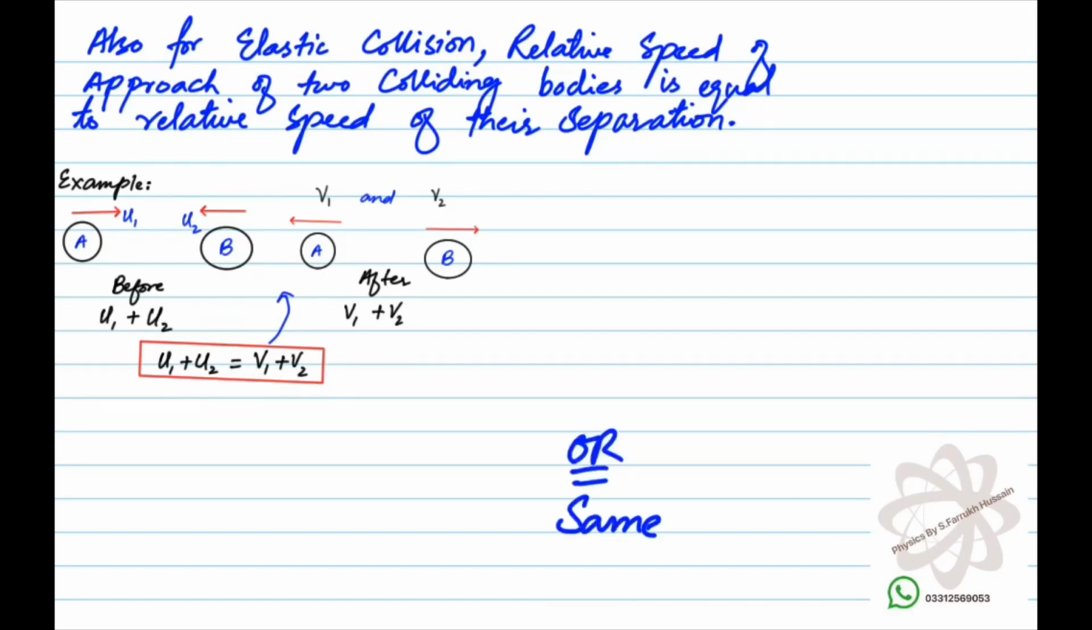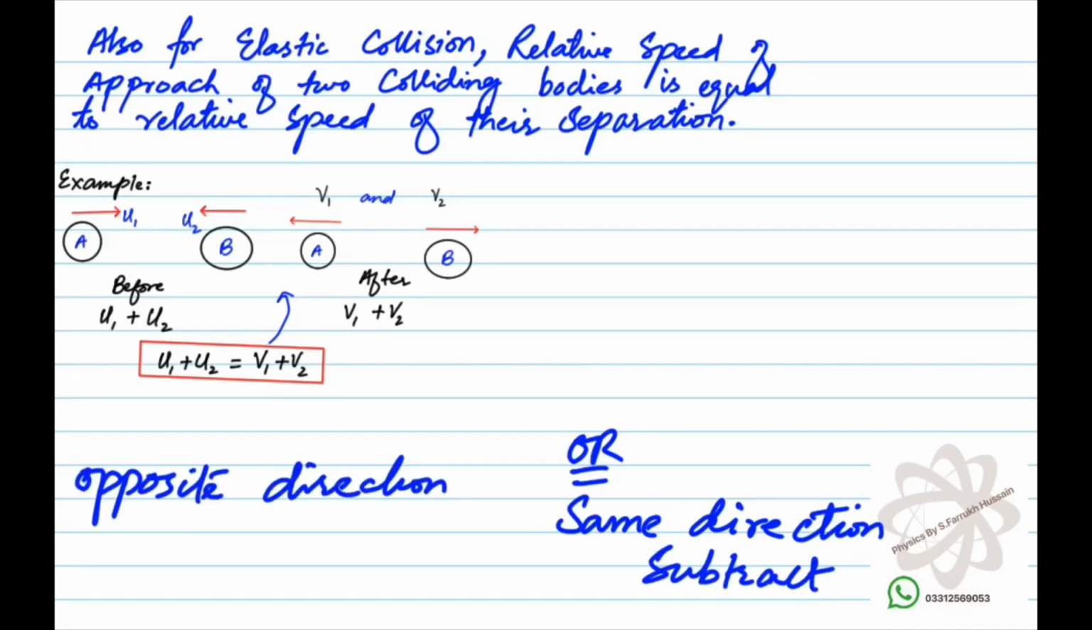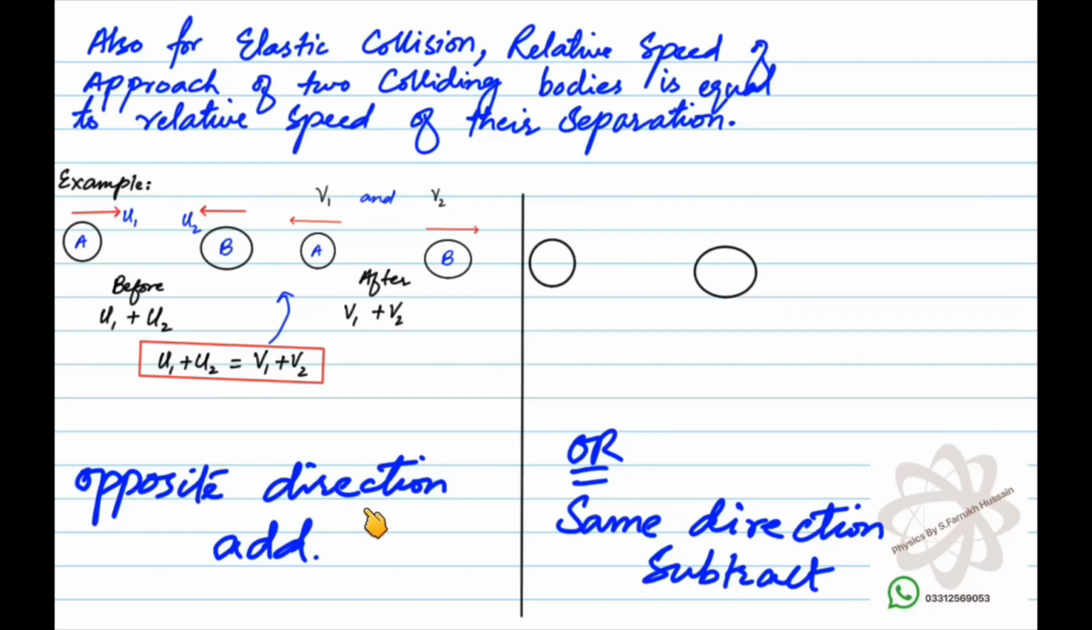Now in the next case, what we have to do is, when the directions are opposite, we add them. u1 and u2 are moving in opposite directions, so their speeds are added to find the relative speed of approach. Similarly, v1 and v2 are velocities in opposite directions, so we have added them to find the relative speed of separation. Now I am giving you another example.